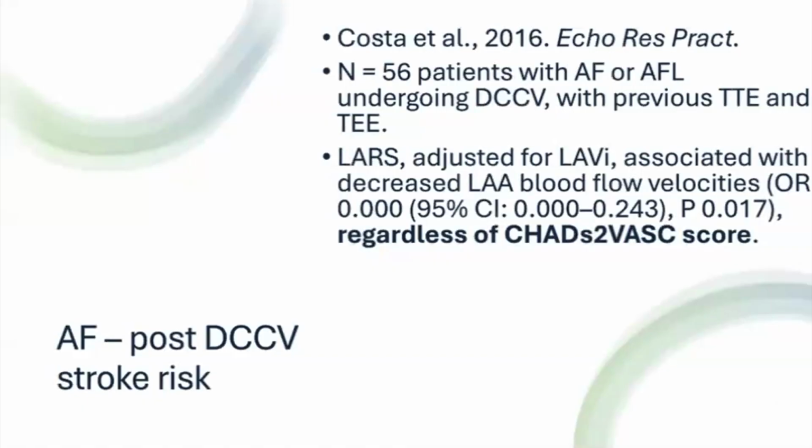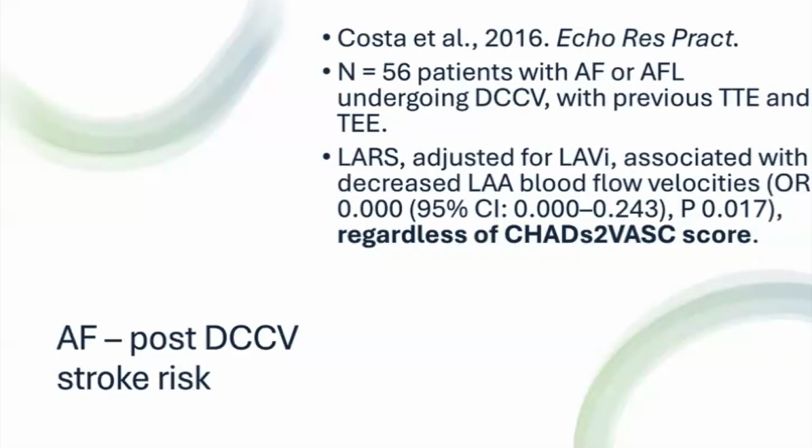This group here, Costa et al. in 2016, did a study to look for any relationship between left atrial reservoir strain and decreased tissue velocities in the left atrial appendage, which we understand from some other studies is associated with thrombus formation. They found that left atrial strain was an independent predictor of decreased left atrial appendage blood flow velocities. Again, not translating directly into cardioembolic events, but blood flow velocities, even when accounting for LAVI and even independent of the CHA2DS2-VASc score.